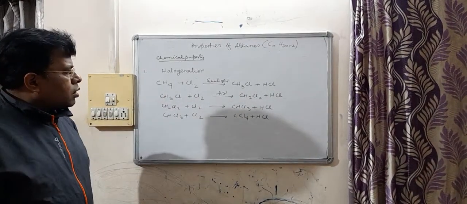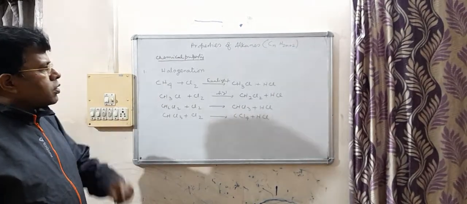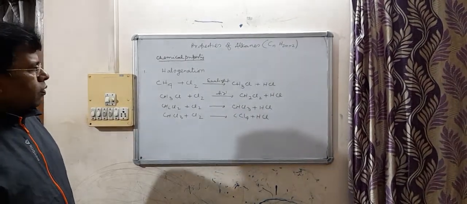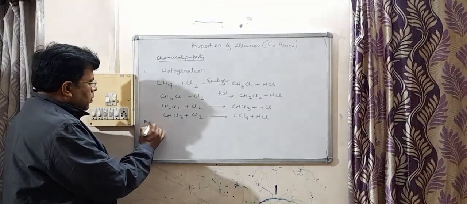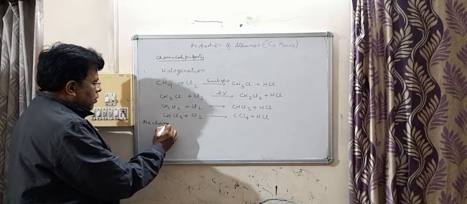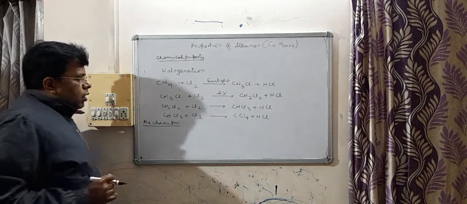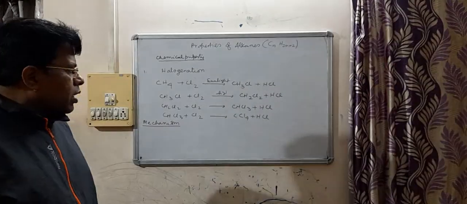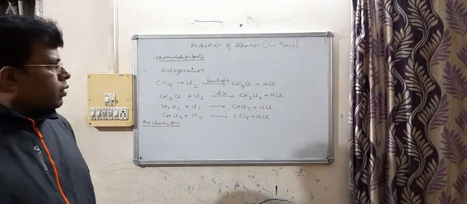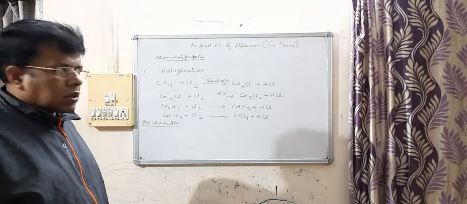These are substitution reactions. Now, how does this reaction take place? Now we will discuss the mechanism. It is said that this reaction goes by a free radical mechanism. So what is a free radical mechanism? You can understand that here.